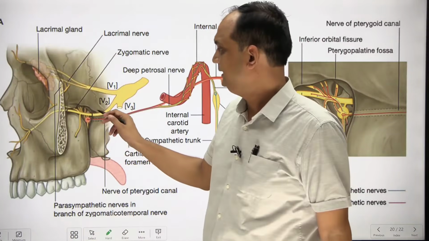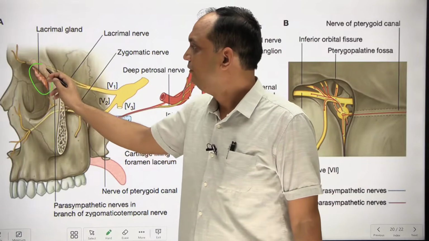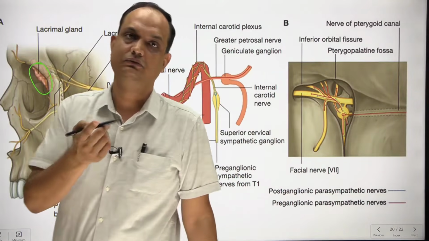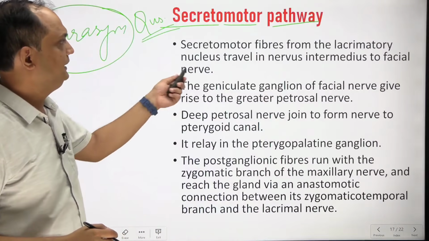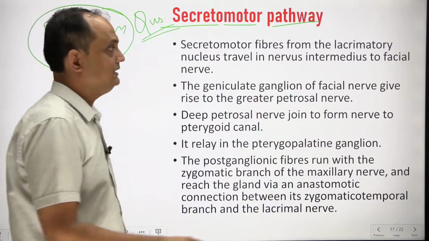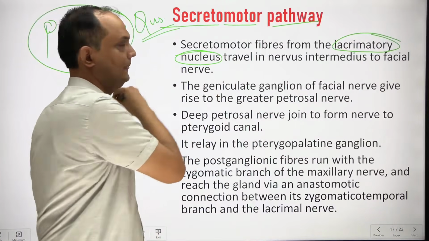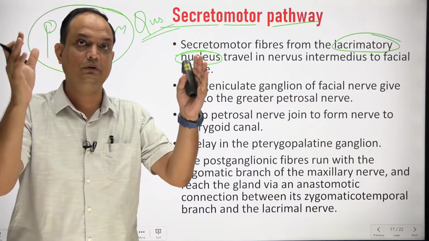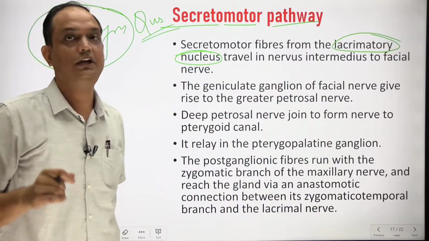Now first we'll discuss this parasympathetic supply, which is reaching the lacrimal gland from the facial nerve. Where does it come from? It comes from the facial nerve. The secretomotor fibers arise from the lacrimatory nucleus, which is present in the brain stem. First is the lacrimatory nucleus in the brain stem, then it travels in the nervus intermedius.